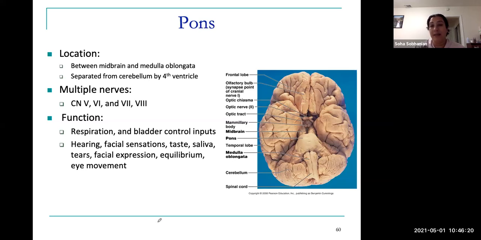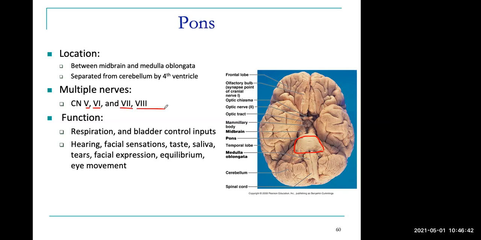The pons, which is the second portion, is this bulging structure right here. This is the brain from underneath. It sits right below your midbrain. It has cranial nerves 5, 6, 7, and 8 associated with it. So again, know the numbers, nothing beyond that.